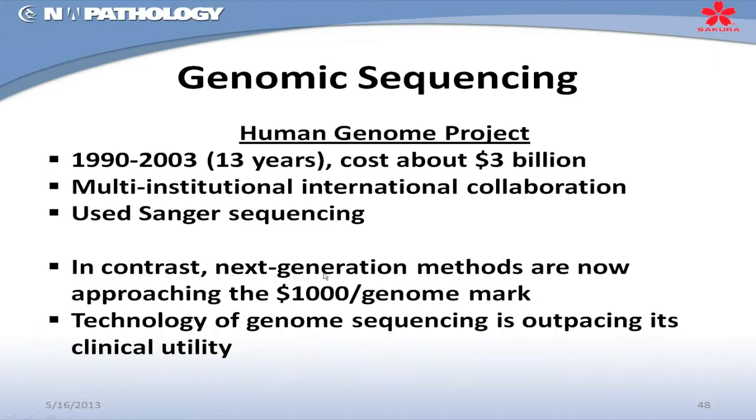In contrast, these new next-generation methods that are coming out can sequence entire genomes within a day or so for the cost of around $1,000. We're getting down to the $1,000 mark, a few $1,000s for an entire genome, as compared to $3 billion that took 13 years. We can now sequence entire genomes in a few days for around $1,000. So these are really revolutionizing sequencing.